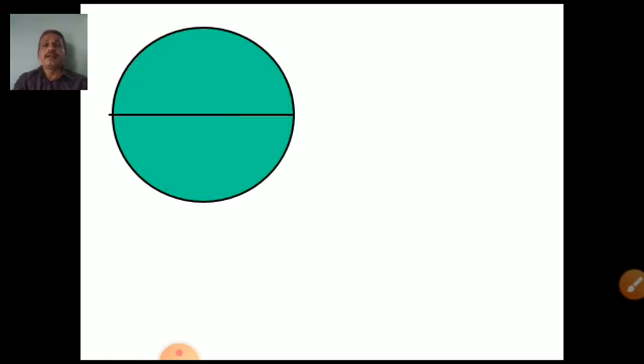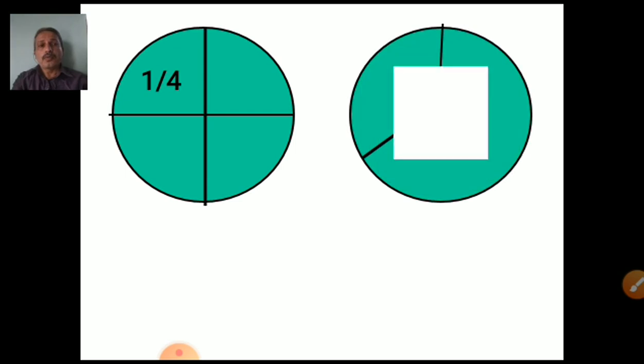Let's see, you discussed the square and rectangle, but what about the circle? Do you know which round-shaped thing you like to eat the most? The most liked eating thing is pizza. Yes, student, pizza. If one pizza is there and you two students are there, then what will you do? Yes, you will cut it into two pieces. If 4 are there, then each will get 1 upon 4.